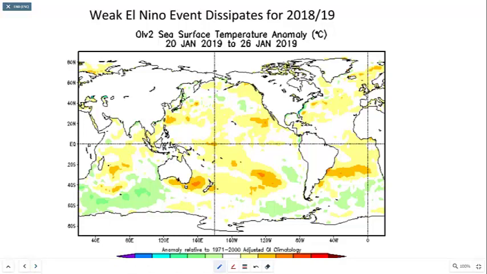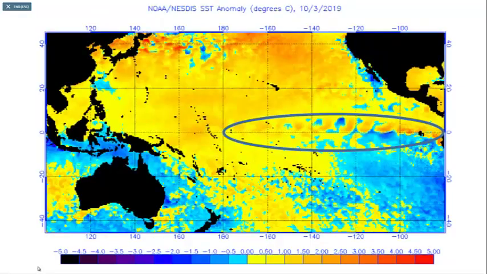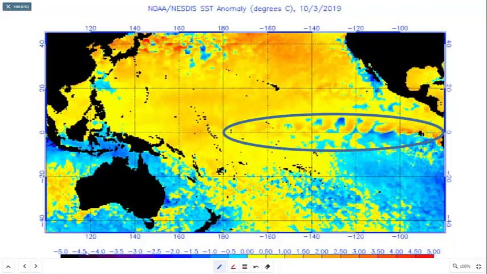Why? Well, by the time we got to January of 2019, the latter part of winter, it dissipated. We went back to neutral. And so the weak El Nino that was setting up in the fall fell apart before we actually got into the brunt of winter. Now this past winter, we're in the neutral phase.